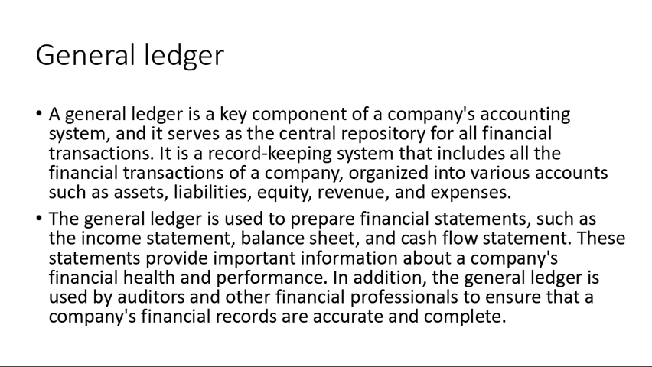A general ledger is a key component of a company's accounting system and serves as a central repository of financial transactions. It is a record keeping system that includes all the financial transactions of a company organized into various accounts such as assets, liabilities, equity, revenue, and expenses. The general ledger is used to prepare financial statements such as the income statement, balance sheet, and cash flow statement. These statements provide important information about the company's financial health and performance.